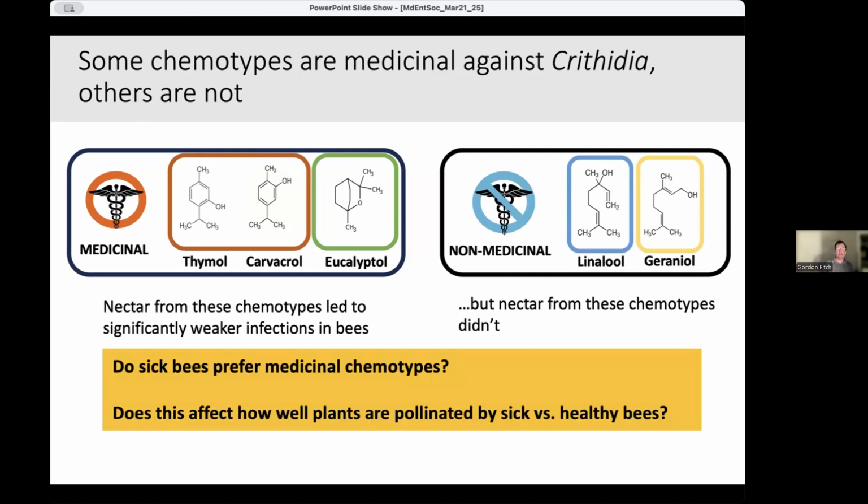And so this sets up this really nice system to ask whether bees are self-medicating, because the only thing that's different about the plants is their chemistry. So we can say for sure that if bees are choosing one over the other, it's not because one is more nutritious or more beautiful, but because of the chemistry.